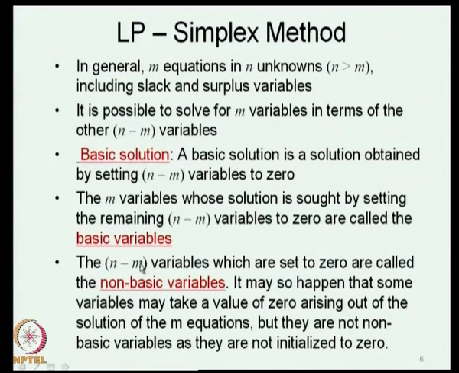So, you have three concepts here. One is basic variables, whose solutions you are seeking in terms of the remaining n minus m variables. The n minus m variables which have been set to 0 are called the non-basic variables, and the solution that you so obtain for the m variables is called a basic solution.